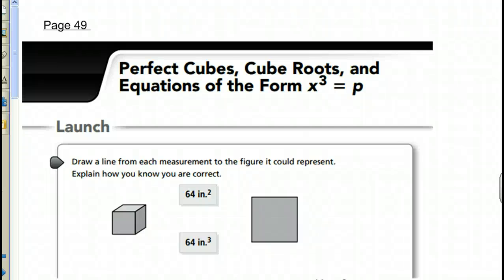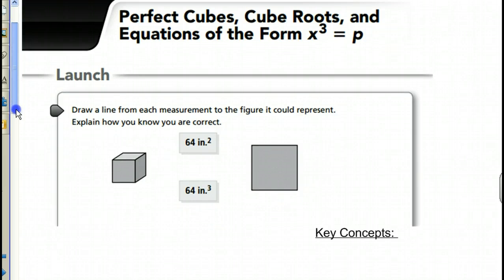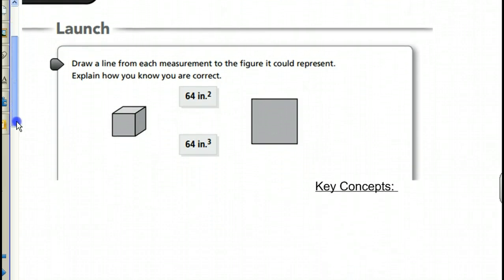All right, so we are moving on to 3.2 right now. In our student companion, we are on page 49. We're going to do our launch. Draw a line from each measurement to the figure it could represent. Explain how you know you're correct.